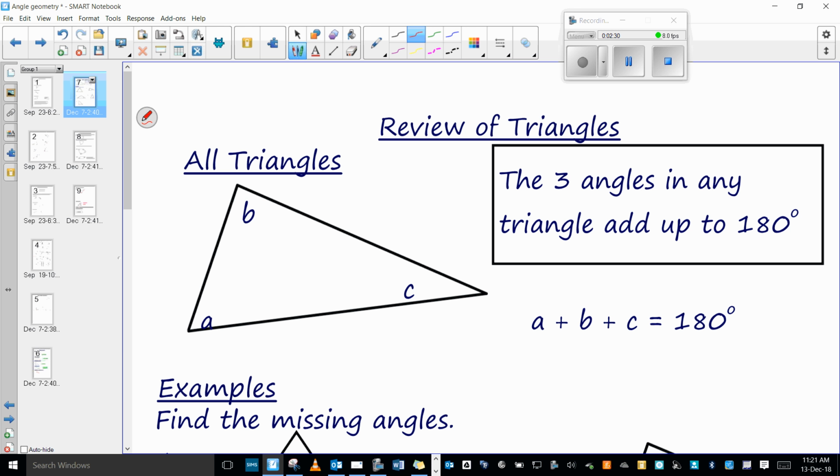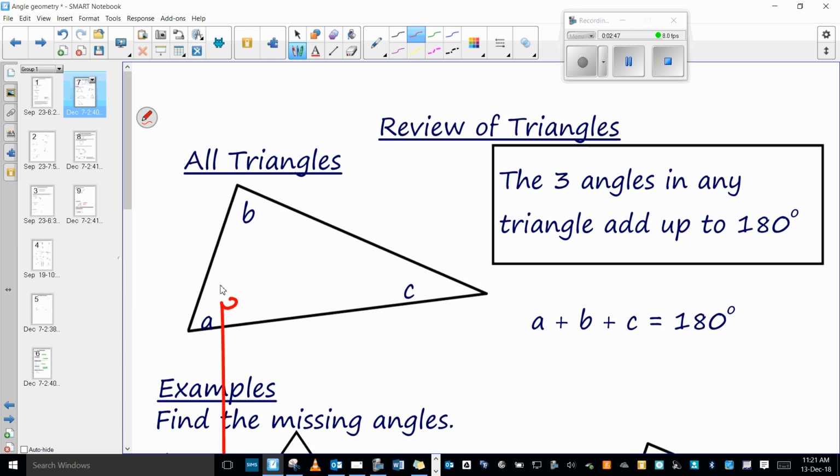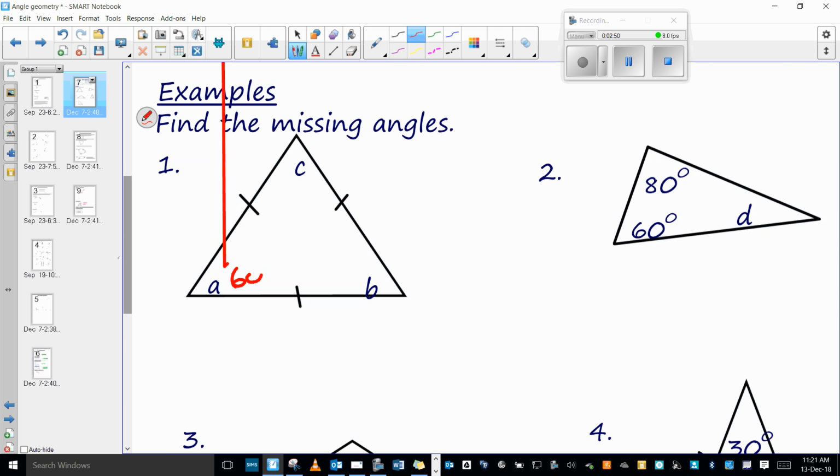Alright, okay, so all triangles, we know they add up to 180. So if we know that this is an equilateral triangle, what do we know that each of these are? Okay. This one here, we've got a 60 and an 80. How do we find D? 180 minus 140, which equals 40.